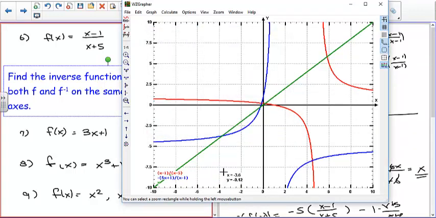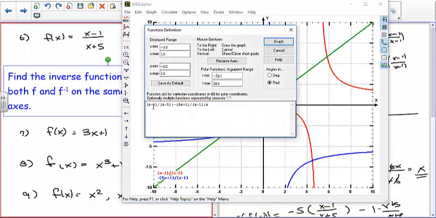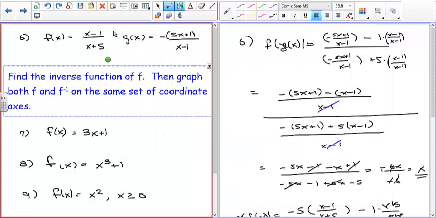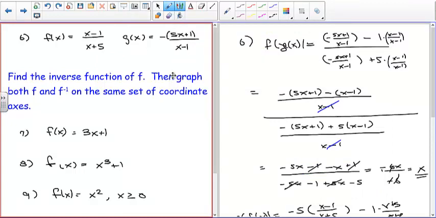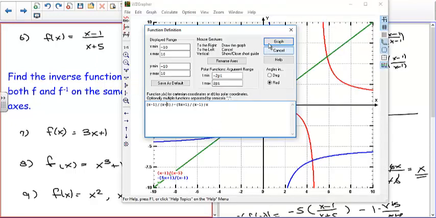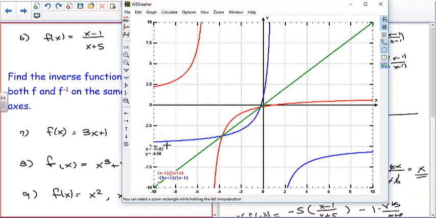So, let me double check that. That looks a little wild. X minus 1 over x, oh, there we go, plus 5. That'll help. And the second function is negative 5x plus 1 over x minus 1. So that one looks right. Okay, yeah, that looks a lot better. So you can see how these are symmetric. You see how that part's symmetric. I hate to have to plot that by myself.